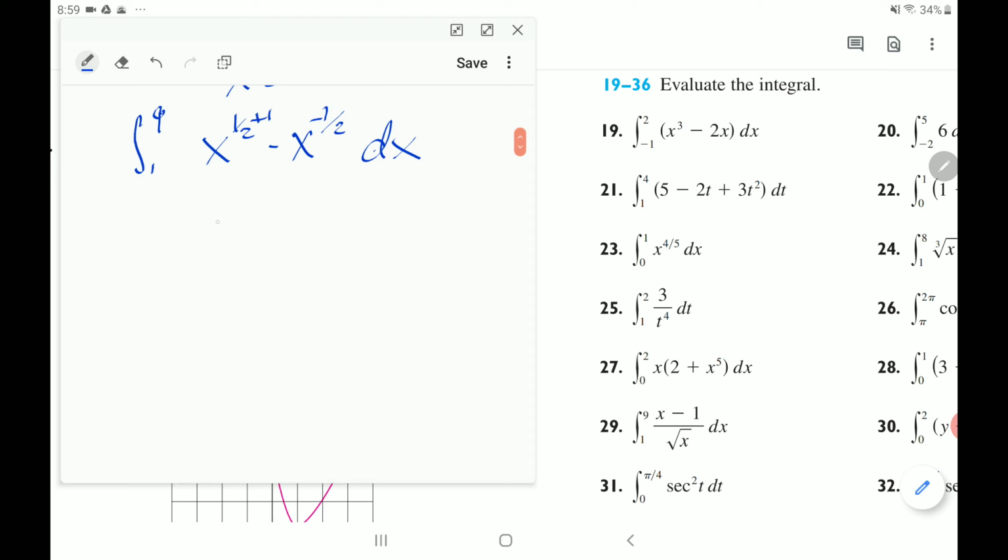So we're going to add 1, and then instead of dividing by 3/2, I'm going to multiply by the reciprocal, 2/3. Okay, so add 1, that's going to give me 1/2, so multiply by the reciprocal gives me 2. So that's going to give you 2/3 x to the 3/2 minus 2x to the 1/2.